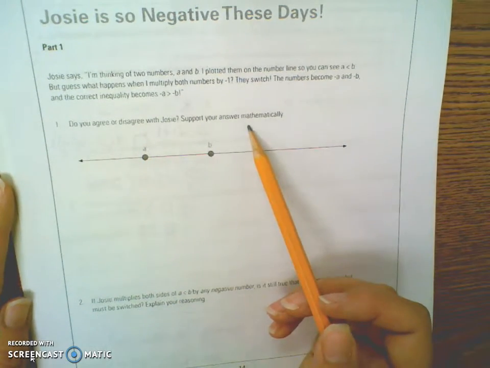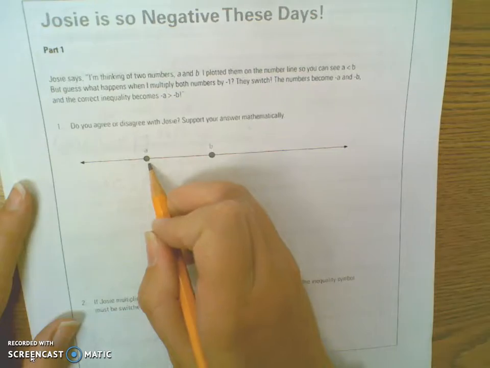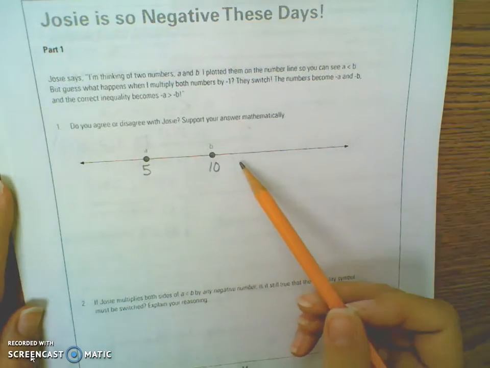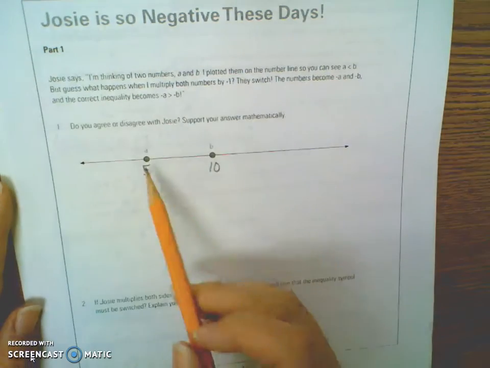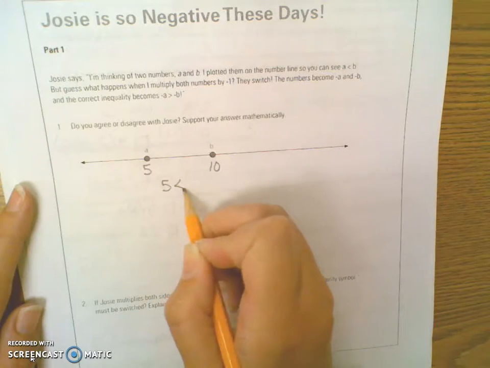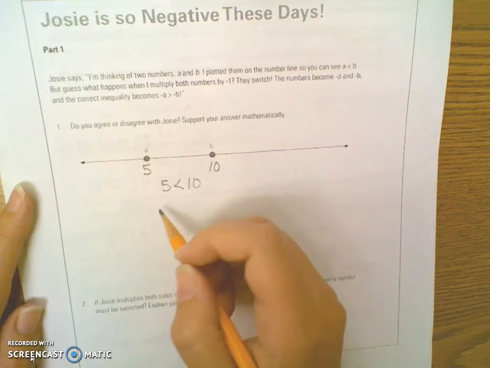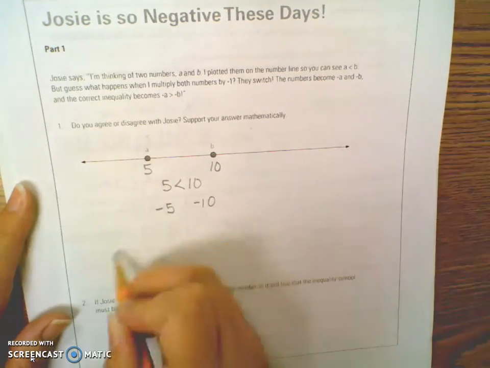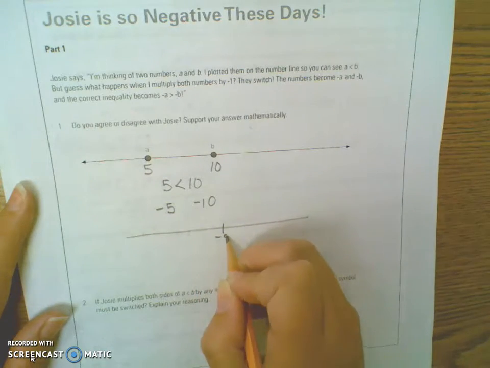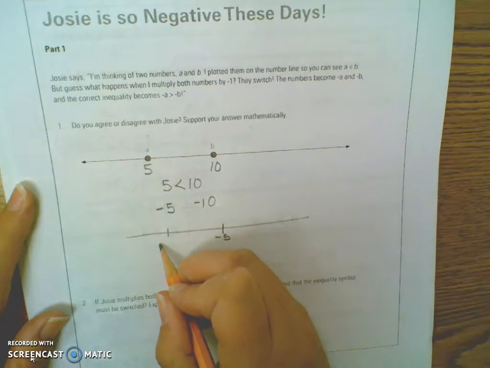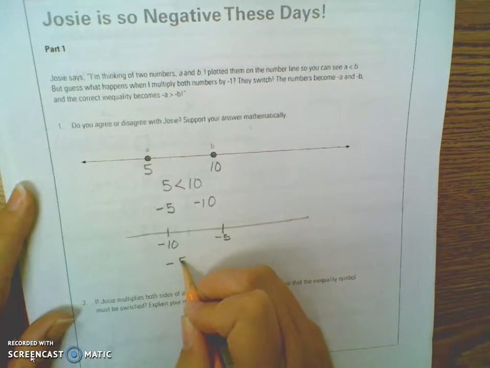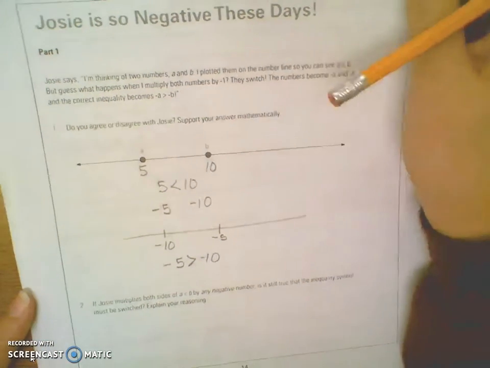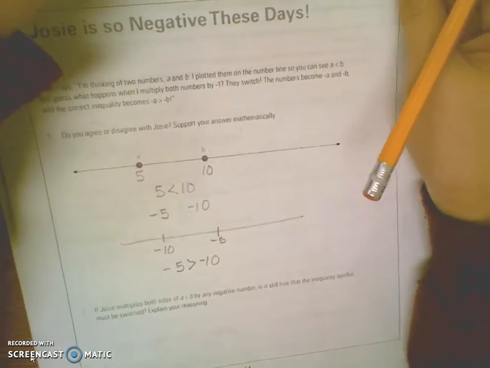So we're going to take a look at an actual example to see what happens. So let's say that A is 5 and B is 10, and you could do this with any numbers where A is less than B, and that's the way they go on the number line. 5 is less than 10, so we could write 5 is less than 10. But then if we multiply them by -1, we have -5 and -10. And in that case, -5 is greater than -10, so it switches like that. So that's the reason why when you multiply or divide by a negative number, you have to switch the sign.